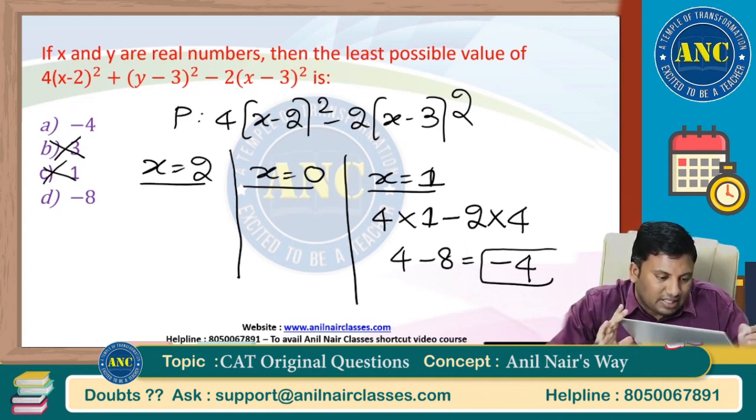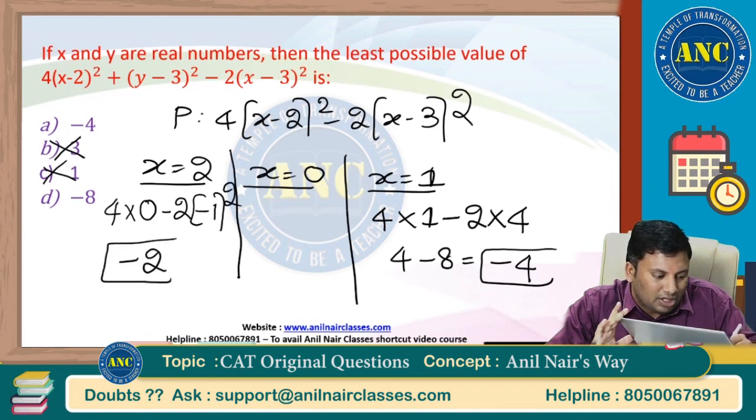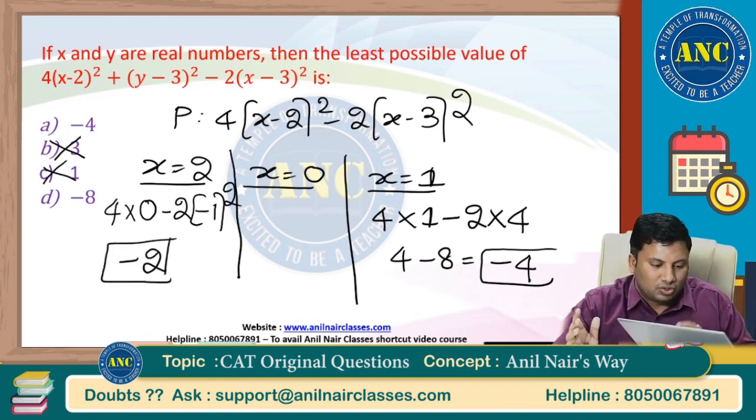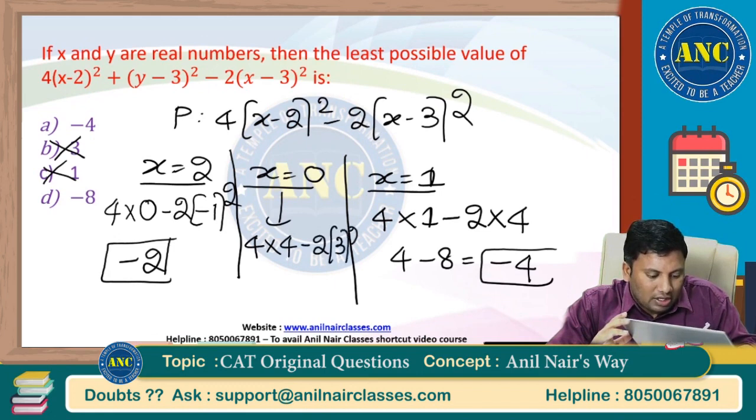If I put x equivalent to 2, 4 into 2 minus 2 is 0, minus 2 into 2 minus 3, it is minus 1 square. It is nothing but minus 2. If I put x equivalent to 0, I will be able to conclude 4 into 0 minus 2 square, 4 minus 2 into 3 square. So this is nothing but 16 minus 18, which is nothing but minus 2.